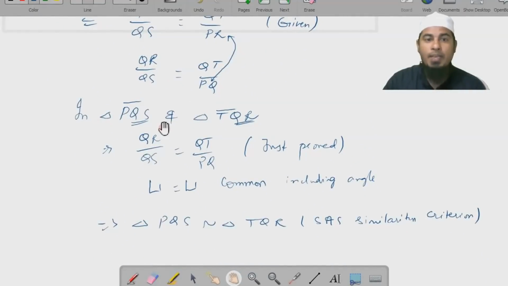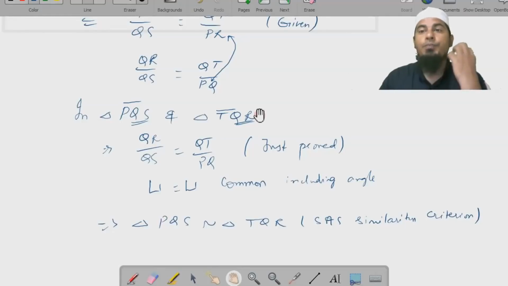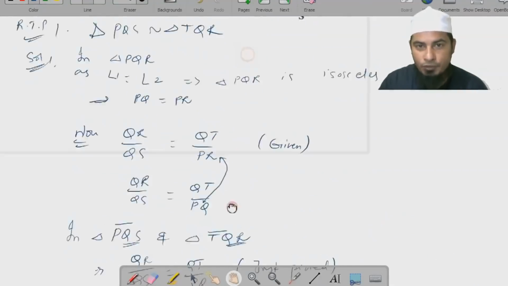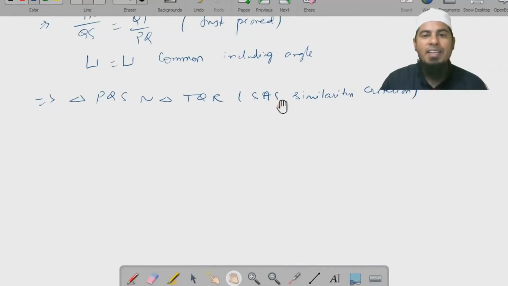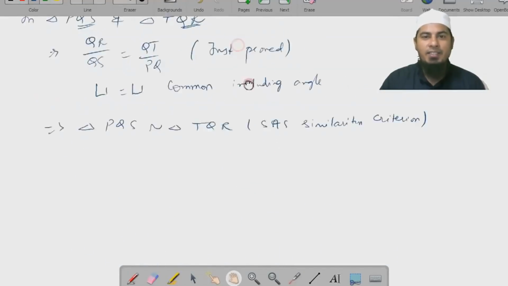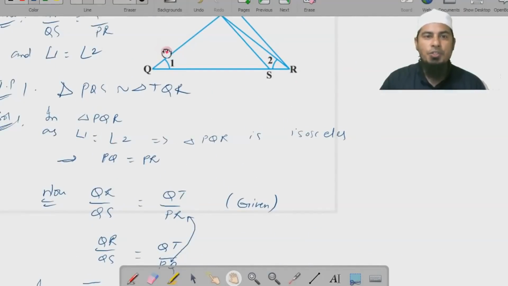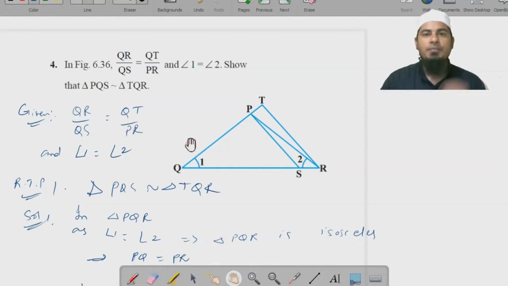Now in this triangle PQS and TQR, which we need to prove as similar, the corresponding sides' ratio is equal. Two sides are in the same ratio, and angle 1, if you see here, is common in triangle PQS as well as triangle TQR. That implies these two triangles are similar by SAS similarity criterion. That's all. This is the solution for this particular question. Let us take the next question.